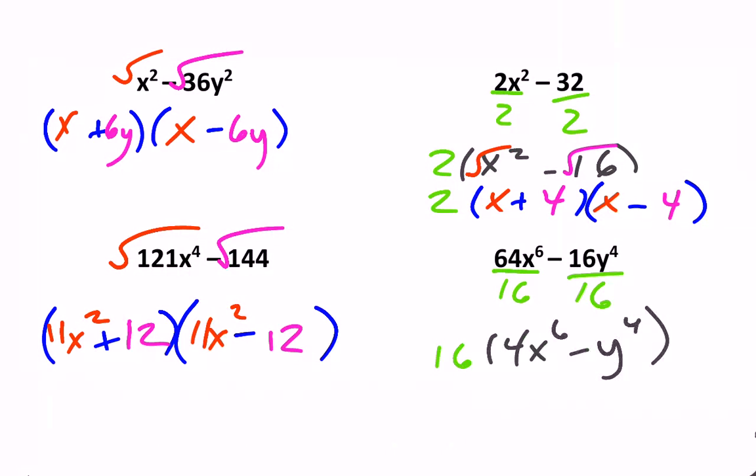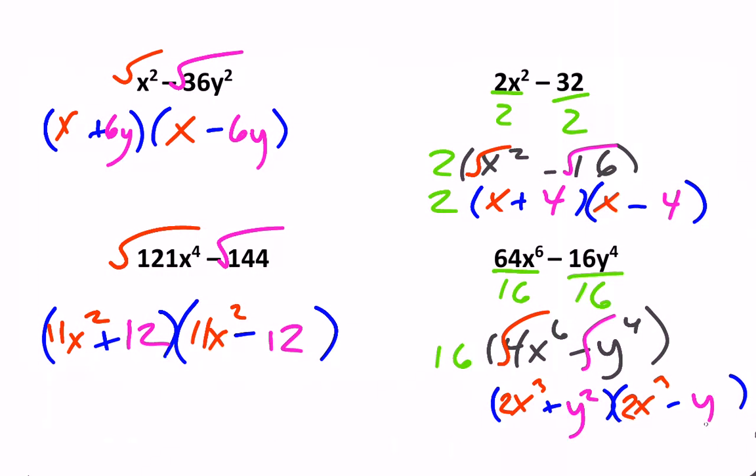I have two terms, subtraction, perfect squares, even exponents. So I put the structure of my problem, plus minus, square root of the first, 2, and now we need to divide our exponent by 2. So this would be x cubed, 2x cubed. And then I do the square root of my second term, which would be y squared. And make sure you put your GCF in front.